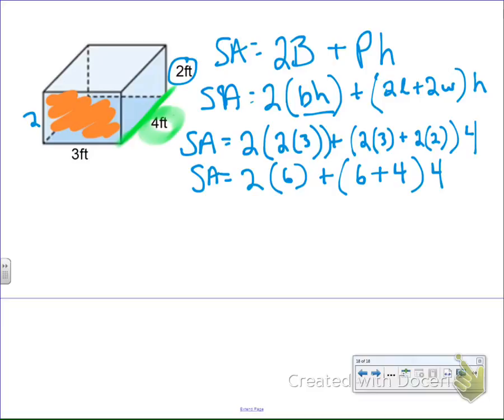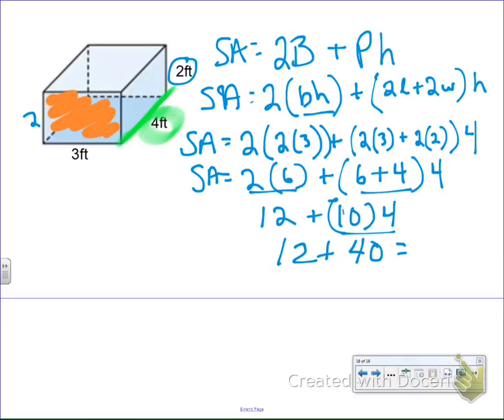So let's go another step further here. 2 times 6 is going to give me 12, plus 6 plus 4, which is 10, still in parentheses, times 4, because I got one more step to do there. Now we'll do my multiplication, and it gives me 40, following my order of operations, and I have a surface area of 52 feet squared.